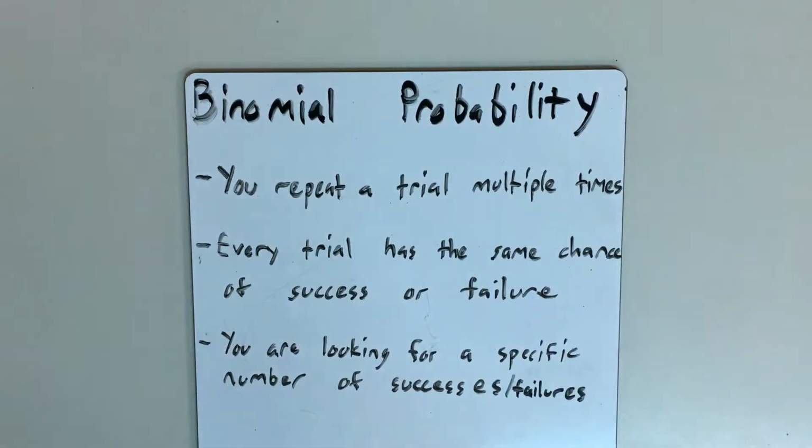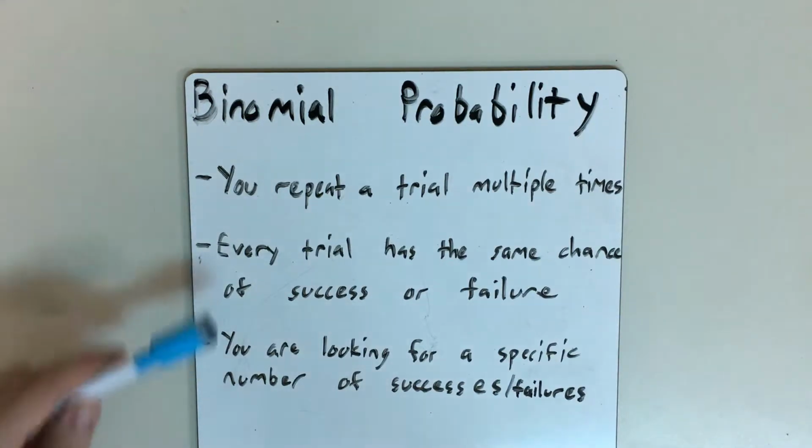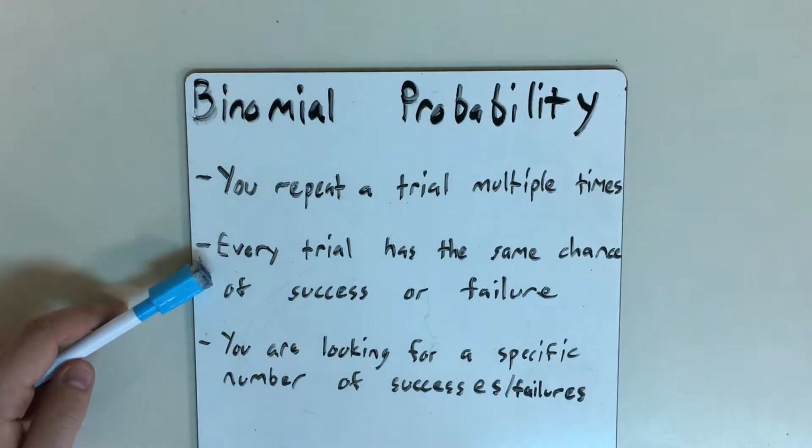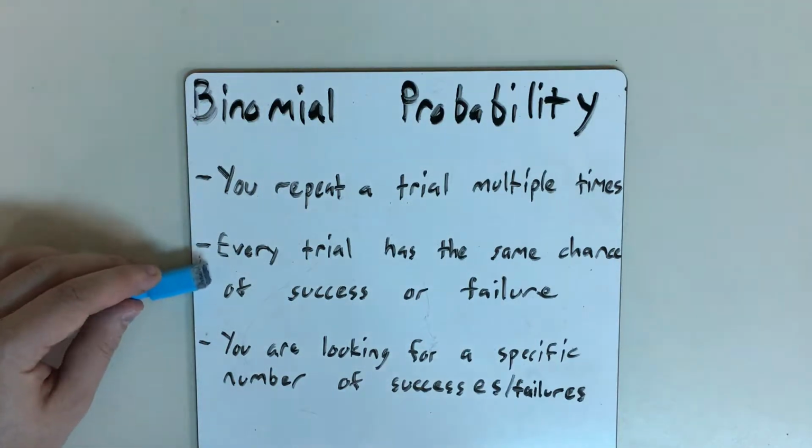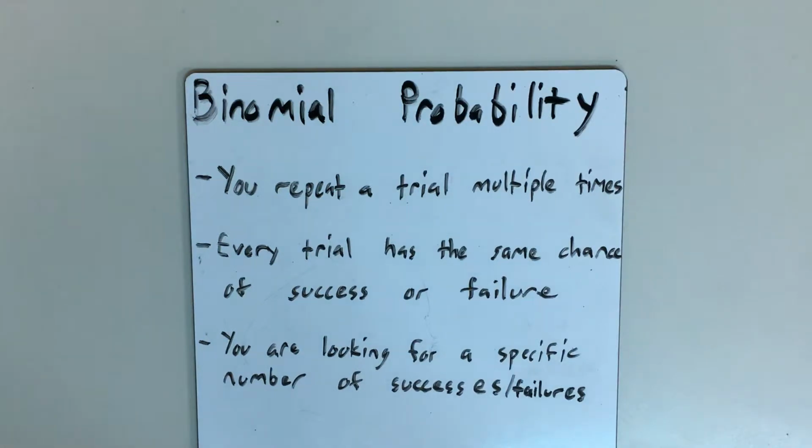First, in a binomial probability situation, you have some trial that you're repeating multiple times. Some examples of this could be rolling a die or flipping a coin or something like that. Every trial, every time you do this, you're going to have the same chance of success or failure. This is very, very important because the entire formula for binomial probability depends on your probability being consistent every time you do your experiment or you do your trials. And finally, you're looking for some specific number of successes and failures.